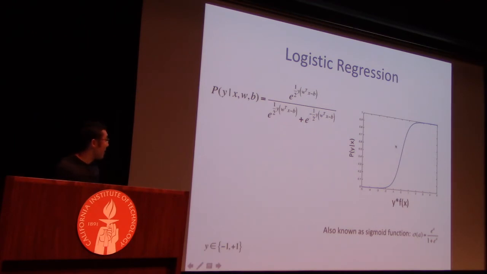And so what you see here is the probability of y given x, where if y times f of x is a large positive number, then the probability goes to almost 1. If y times f of x is a large negative number, the probability goes to almost 0.